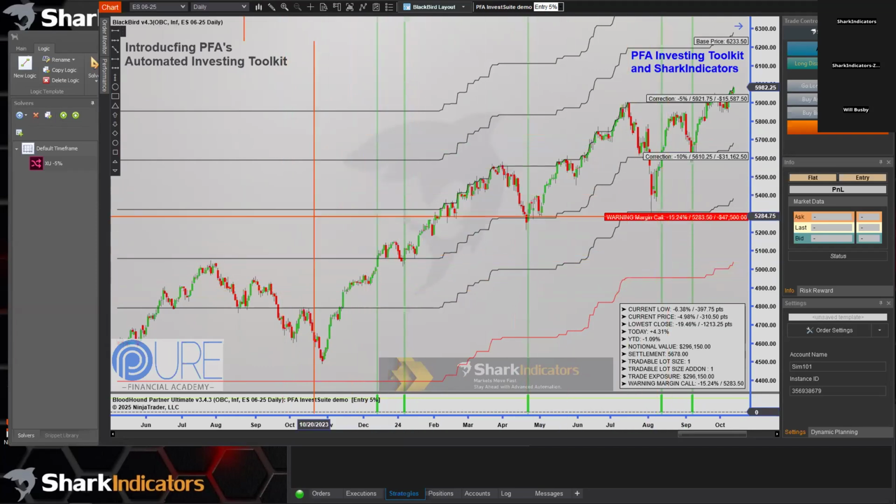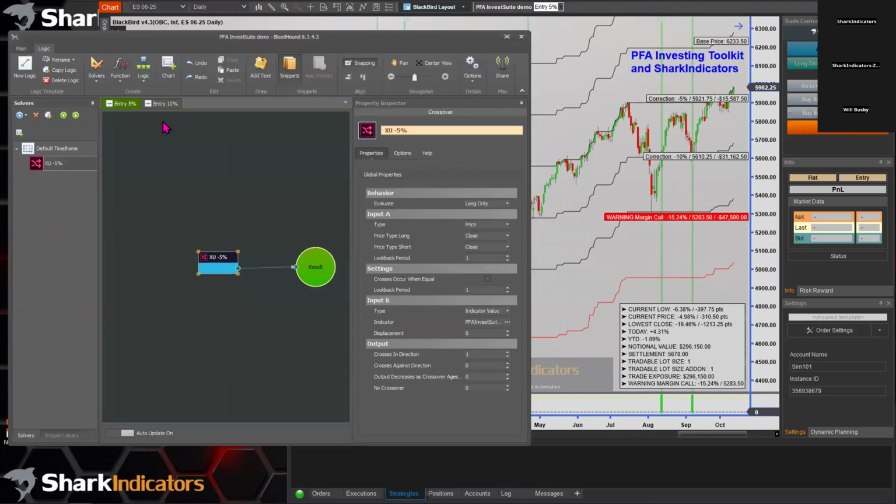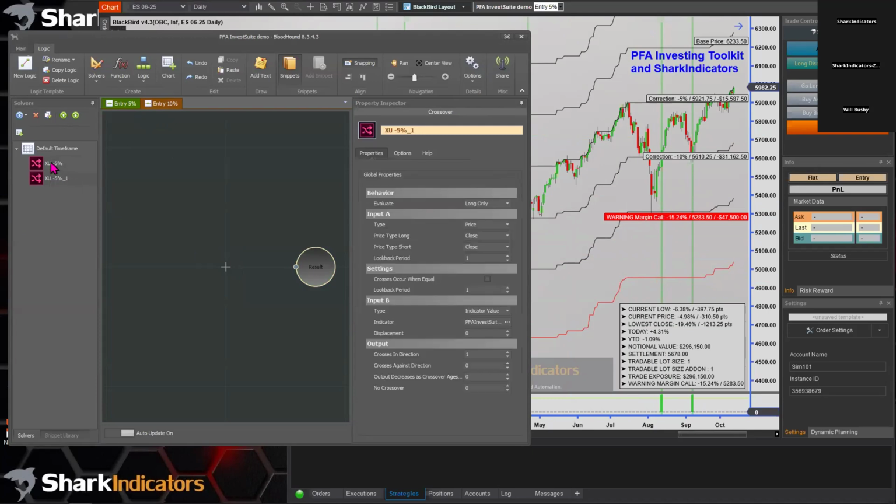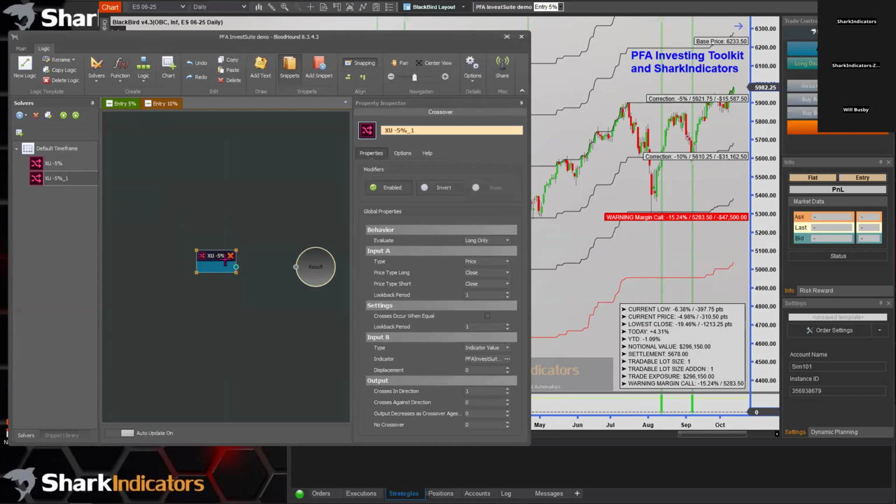So there's our 5%. And I'm going to do this one more time to generate the 10%. So I can just duplicate what I already have and pull this in here. And then let me go change the name.